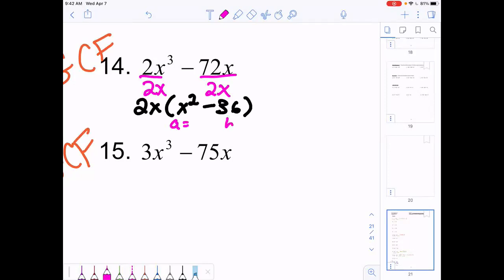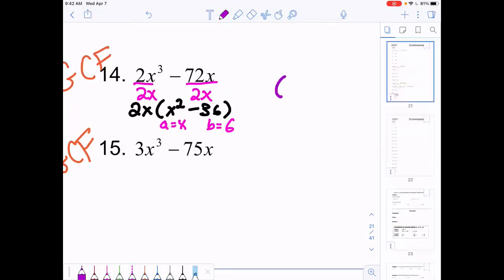So what's my A and my B gonna be in this case? Yeah, x and 6. So then when we're writing our answer, you just do the opposite. X plus 6 times x minus 6. And then what do we need to make sure we remember to do? Yeah, we gotta bring that 2x to the front. And that's it. So that's a little bit tougher because we had the x there.